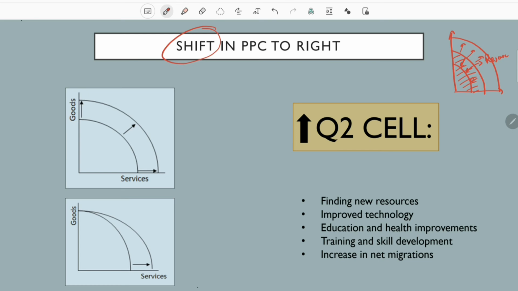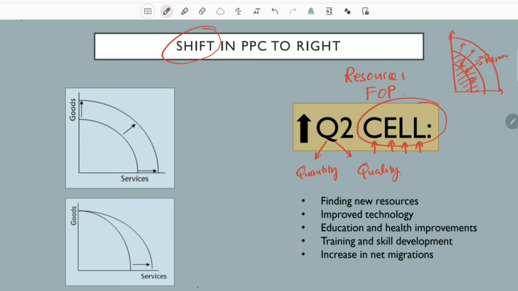Now, when it comes to the resources, resources are also known as factors of production. And we know that there are 4 factors of production: land, labor, capital, and enterprise. So when you take capital, enterprise, land, and labor, these factors of production can be increased either quantity wise or quality wise in the long run.